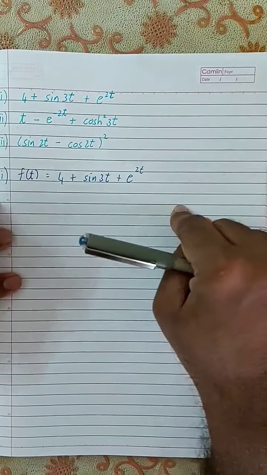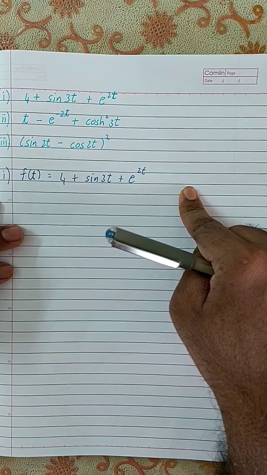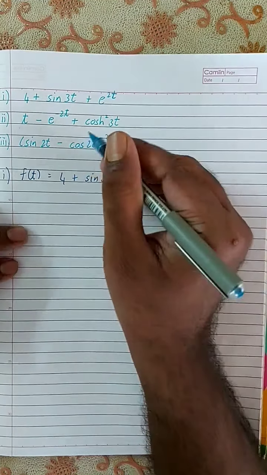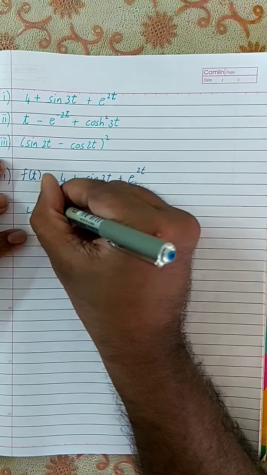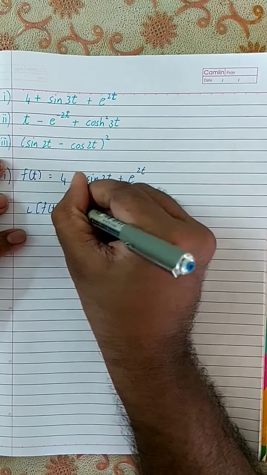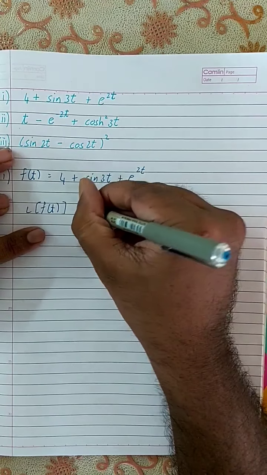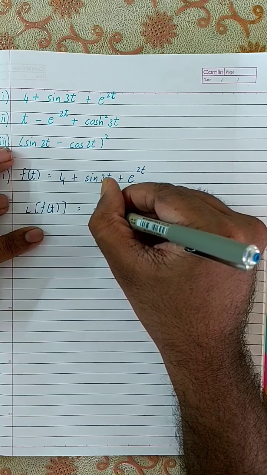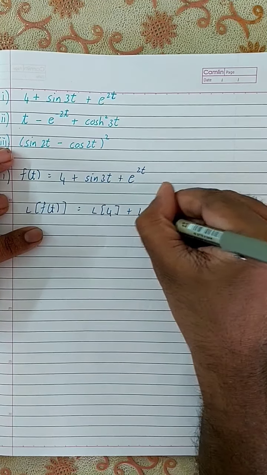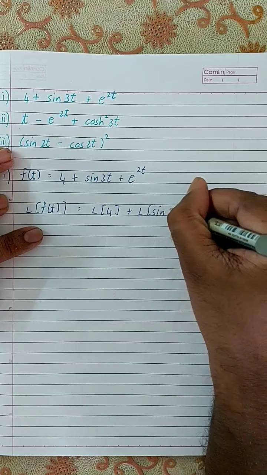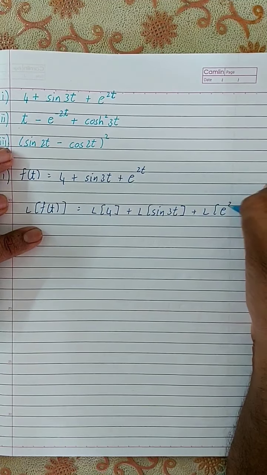Okay, so for example over here, this is my first question, f of t is equal to 4 plus sine 3t plus e raised to 2t. So I want to find the Laplace transform of this, that is F of s or Laplace transform of f of t. We can either write Laplace transform of f of t or F of s. So Laplace transform of f of t is equal to nothing but the Laplace transform of the first term plus the Laplace transform of the second term plus the Laplace transform of the third term.